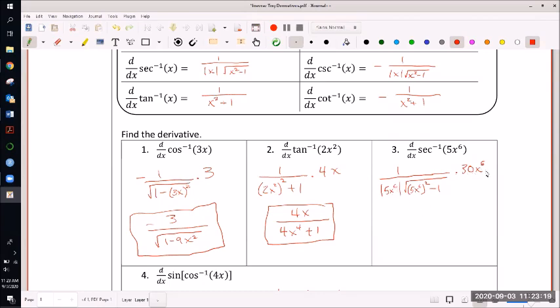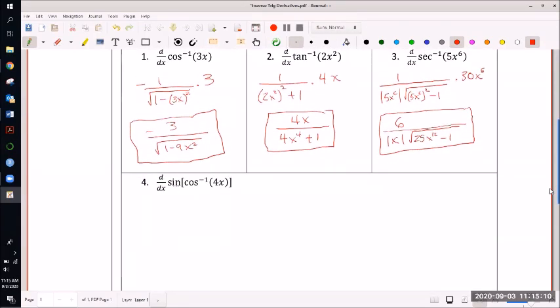And then I can take the 30x to the 5th divided by 5x to the 6th. That gives me a 6 over x times the square root of 25x to the 12th minus 1. And that's my answer.